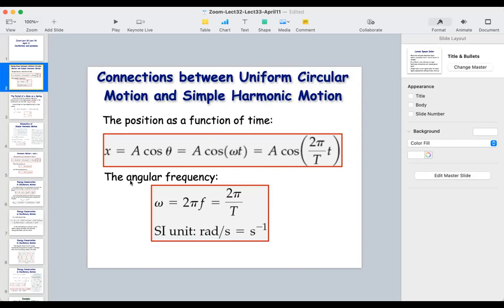So the angular frequency omega is also 2 pi f, where f is the frequency, and we know that is 1 over the period. The unit for omega is radian per second, while remember, the period is in seconds because it's a time, and the frequency is second to the minus 1, which we call hertz.